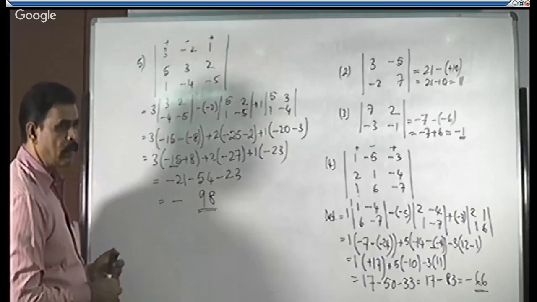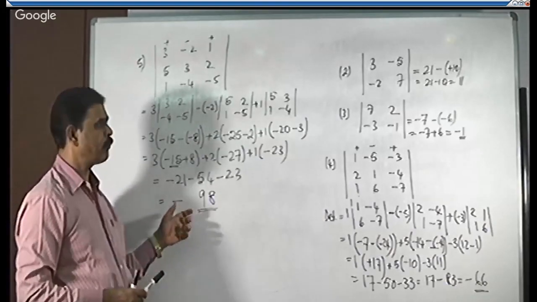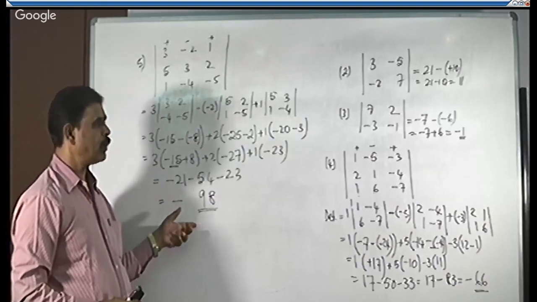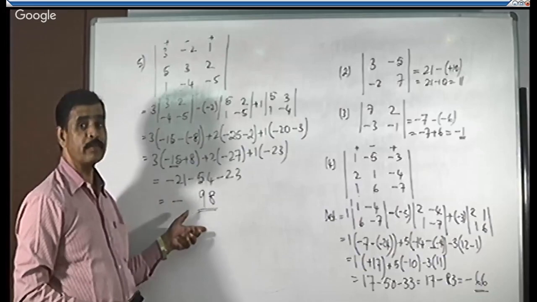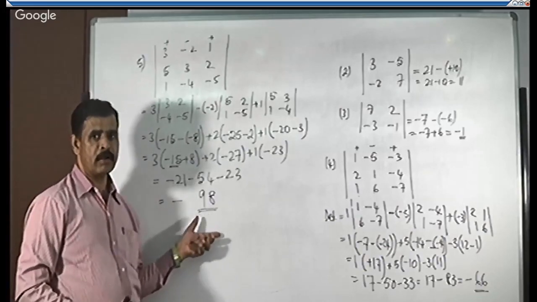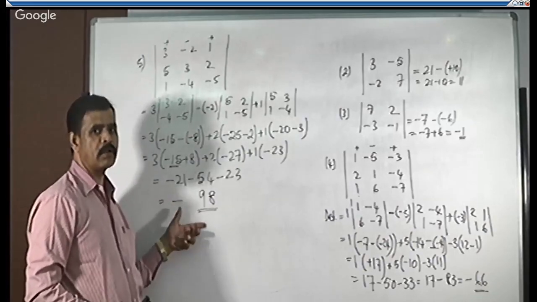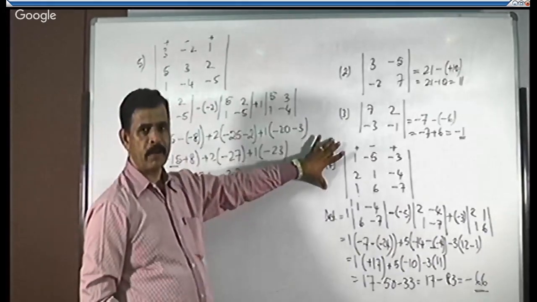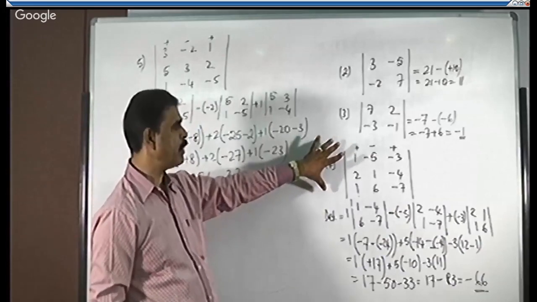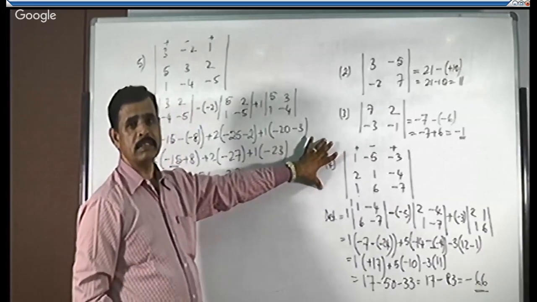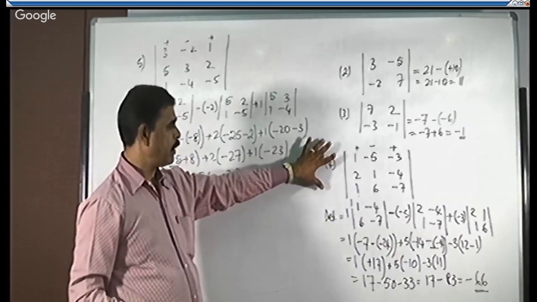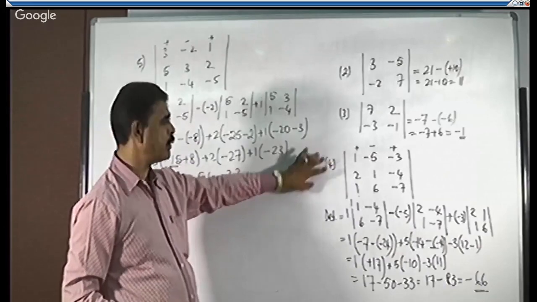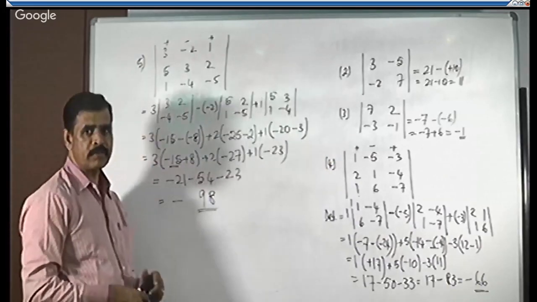So in the determinant chapter, we discussed the definition of a determinant and how to expand a second order determinant and a third order determinant. Please work out more problems on expansion of a determinant, which will help you in all the chapters. It will be very useful in the other chapters, right? With this, I conclude today's class.